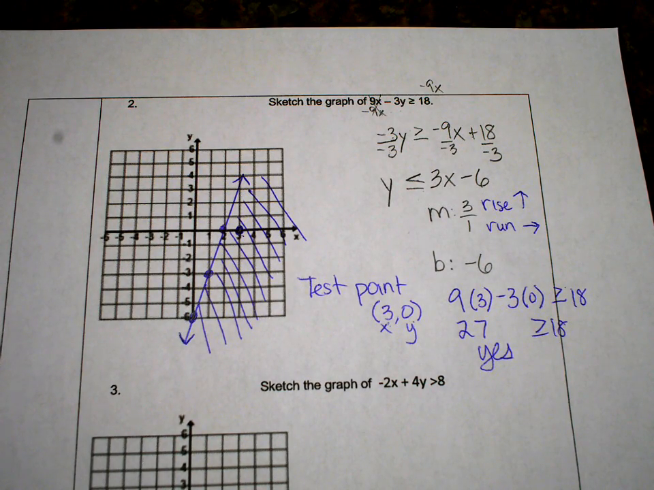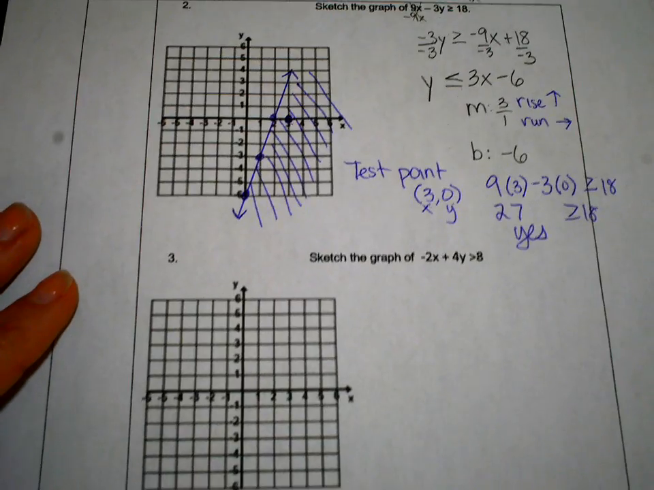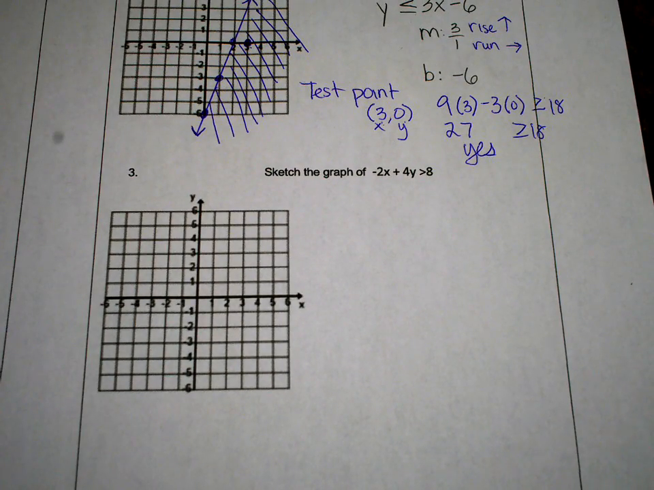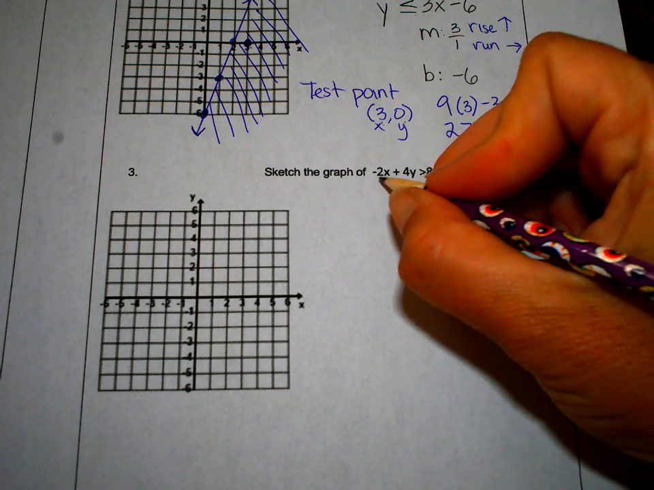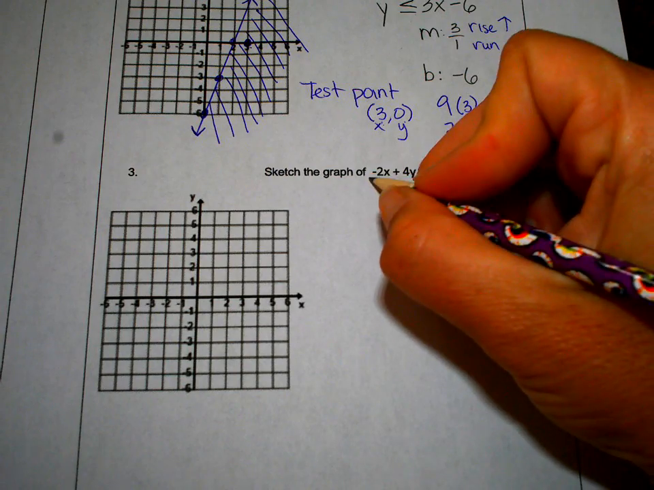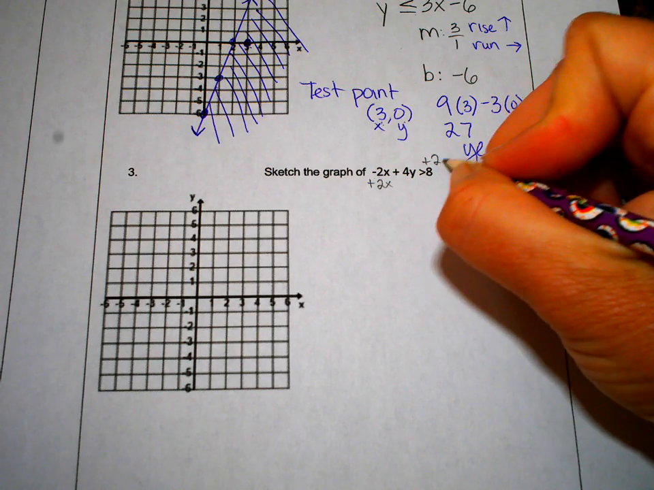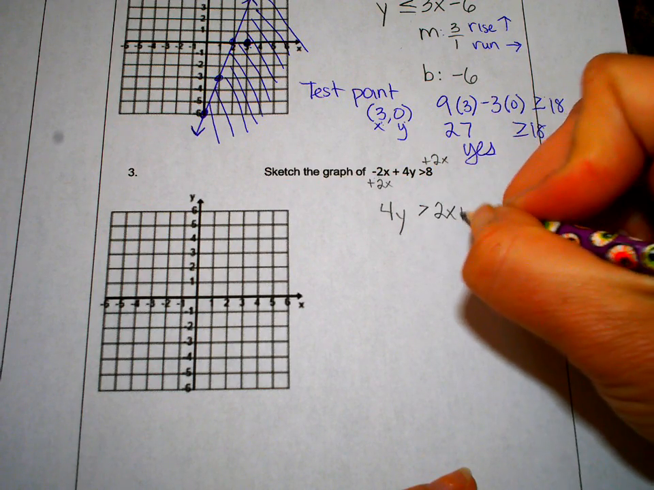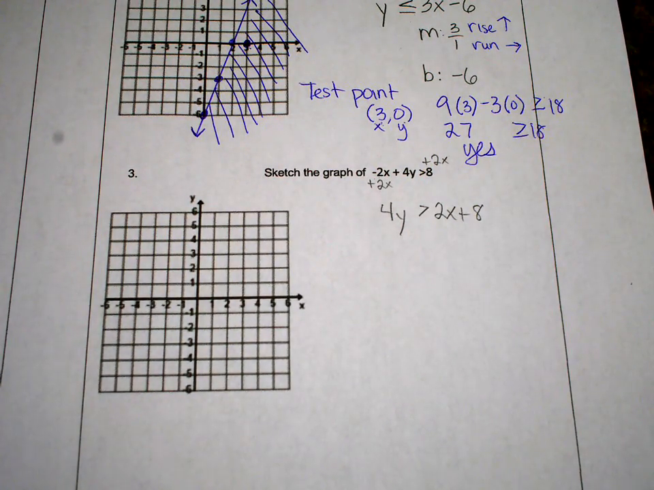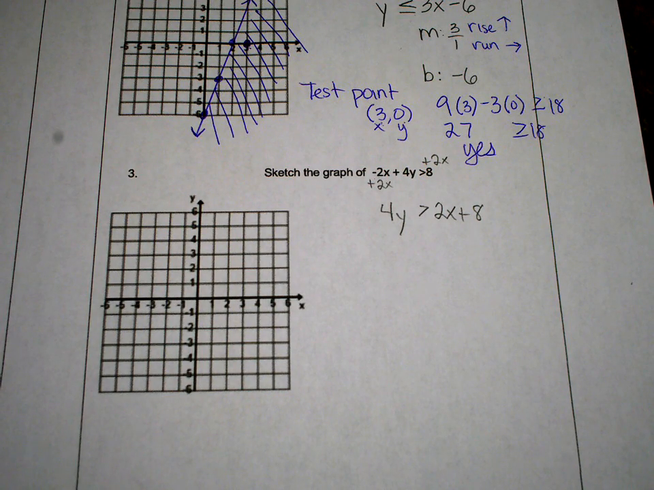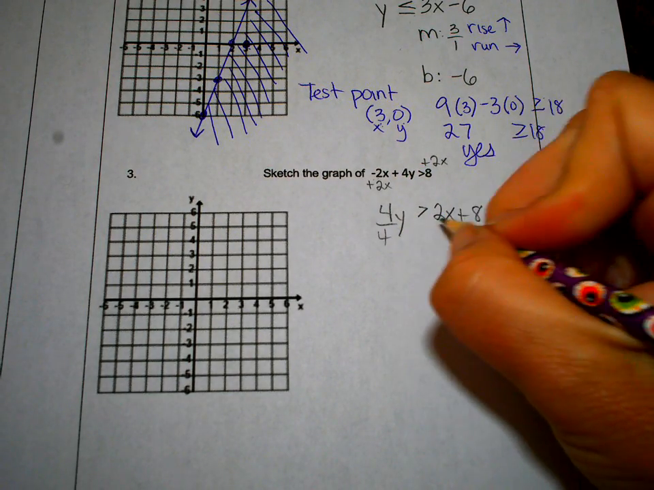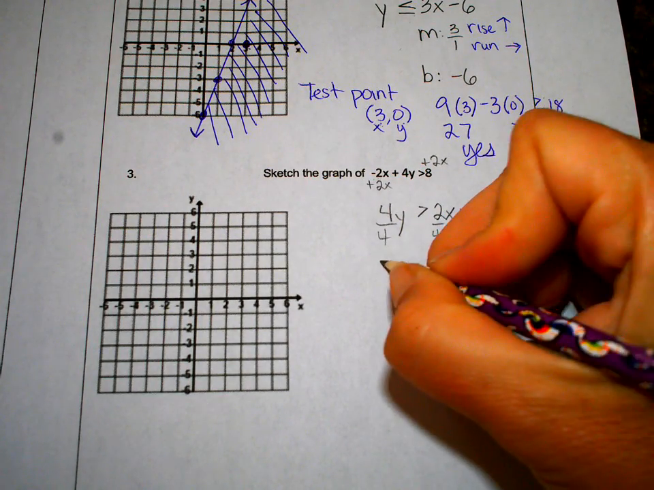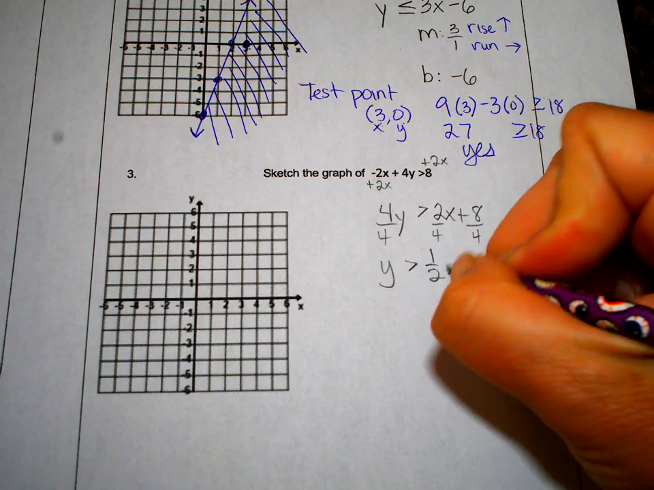Okay? All right. Let's jump to number 3. Okay. Change it to y equals mx plus b. Move this minus 2x. Add 2x. 4y is greater than 2x plus 8. Okay. Divide by 4, guys. Divide by 4. Everything gets divided by 4. 1/2 x plus 2.